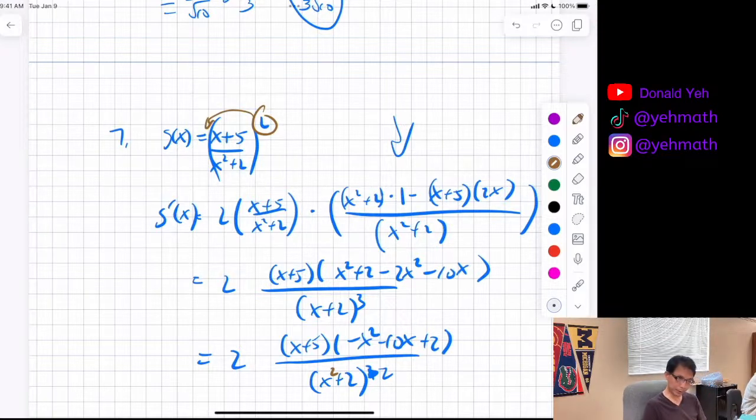Oh, x plus 2 to the second. Oh no, to the third. You're right. This is to the third, because of the quotient rule. Yeah, you're right. It's to the third. No, he's right. Yeah, it's to the third power. It's to the third power on the bottom.